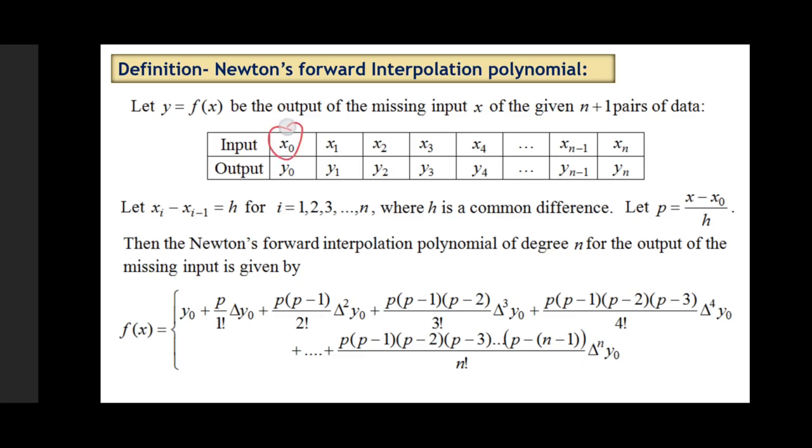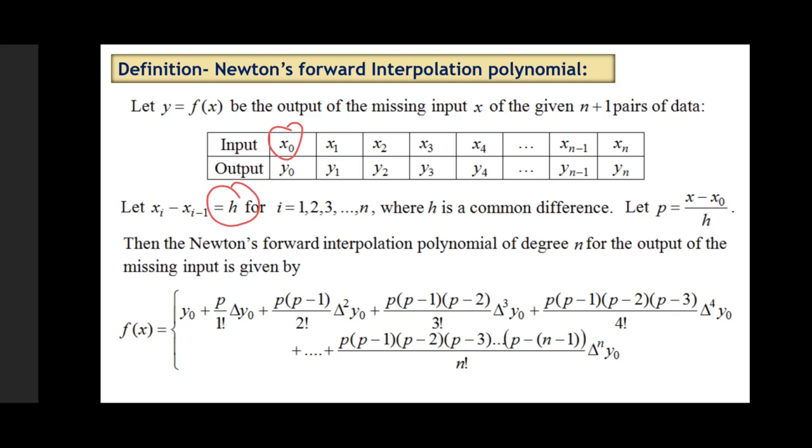Here, x naught represents the first value of x. x is the value that we want to estimate. The symbol h represents the common interval or common difference between two consecutive x values. So what is meant by consecutive x values? Consecutive means one value followed immediately by the next value.